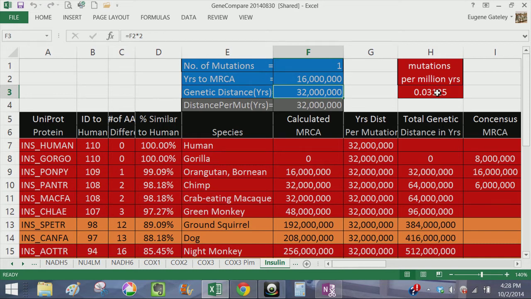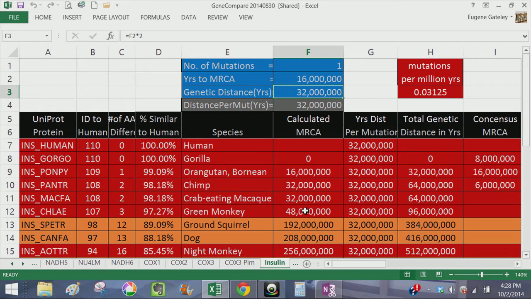So it would be 12 million, or 2 mutations in 12 million years is going to give you 0.03125. Okay, so as we go down the list, if you do that calculation in order to get years per mutation, you would get most recent common ancestor between human and green monkey at 48 million years ago, which already, and give or take a few million years.